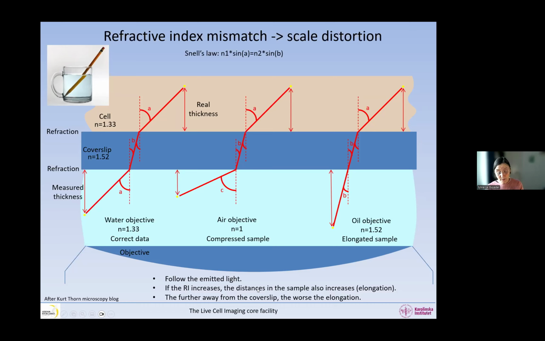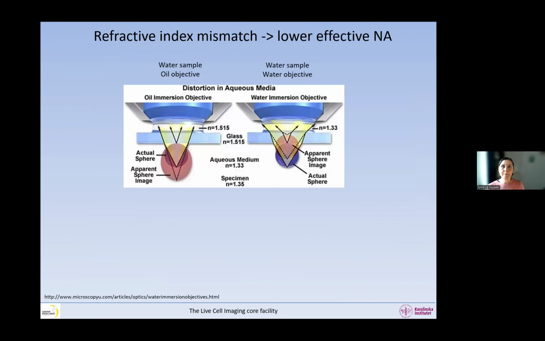If you are at your microscope and you use an oil objective, remember that as you go away from the cover slip, if you see that things get worse and worse very quickly, it's because of that. And again, it's exponential. So what happens is not just that. Not only do we get all this elongation, but this is another way of showing it.